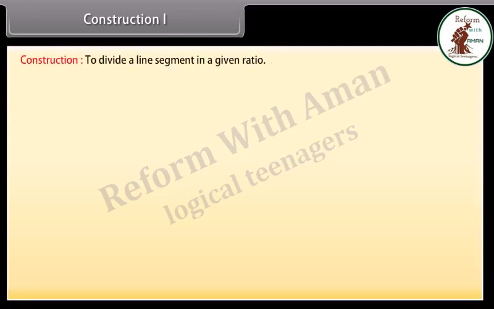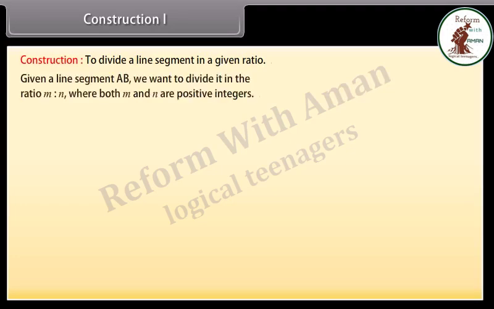Construction 1. To divide a line segment in a given ratio. Given a line segment AB, we want to divide it in the ratio m:n, where both m and n are positive integers. Let's take m as 4 and n as 2.